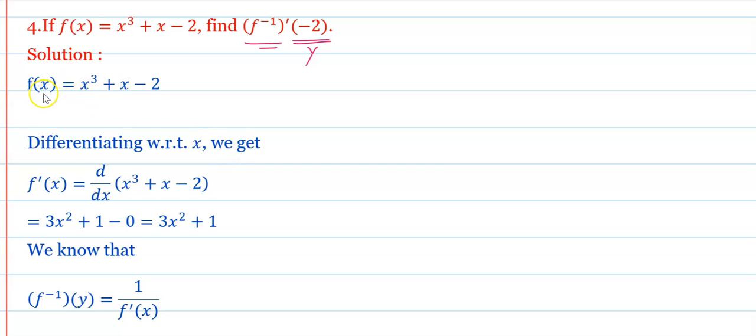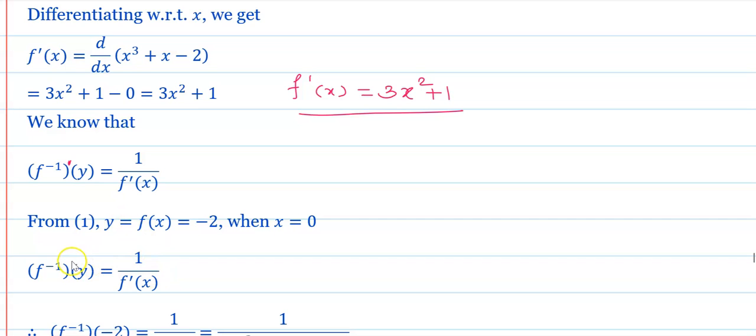Okay. Now here f of x is equal to x cube plus x minus 2. Differentiate this with respect to x. Then you will get f dash of x is equal to 3x square plus 1. Now the derivative of the inverse of the function is equal to 1 upon f dash of x.